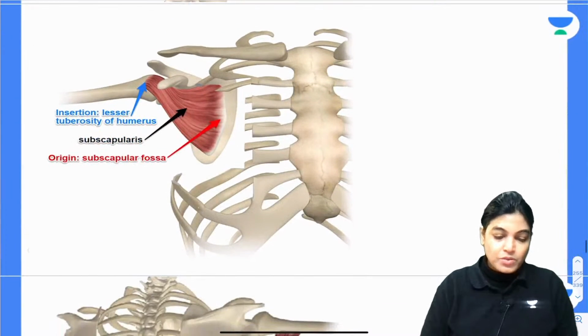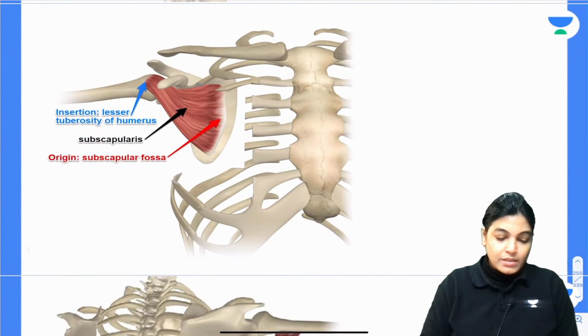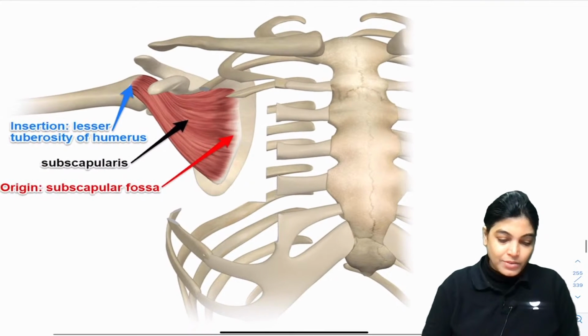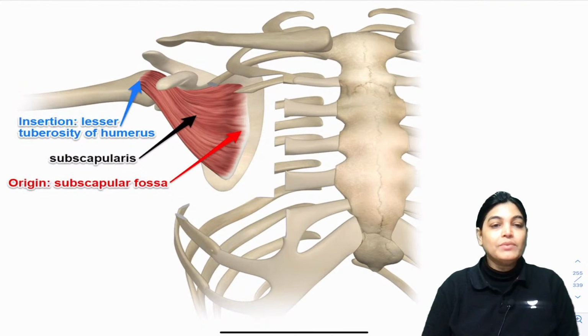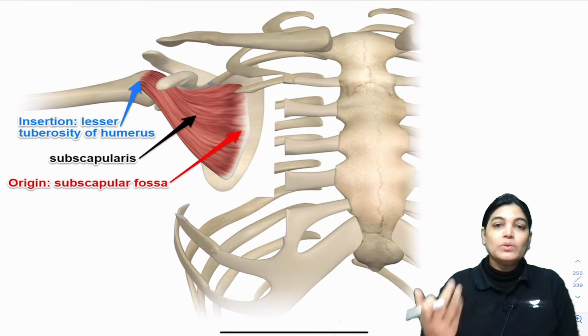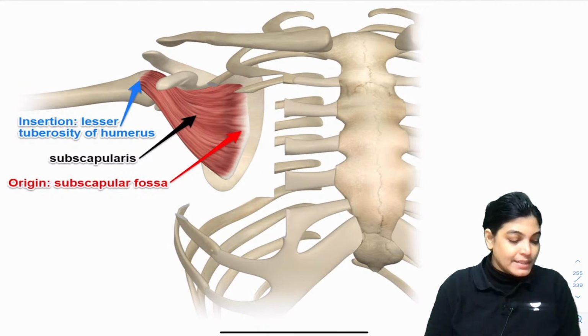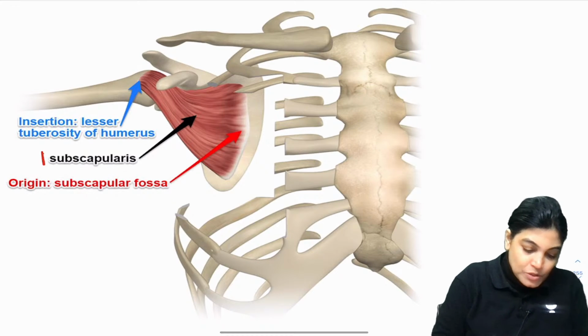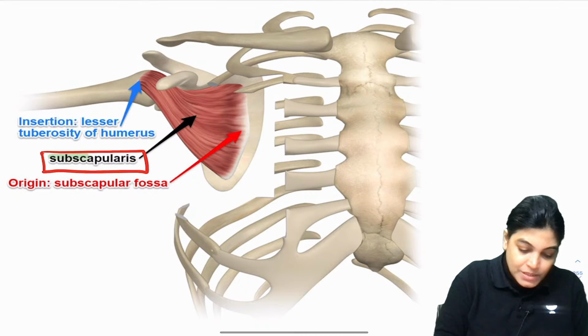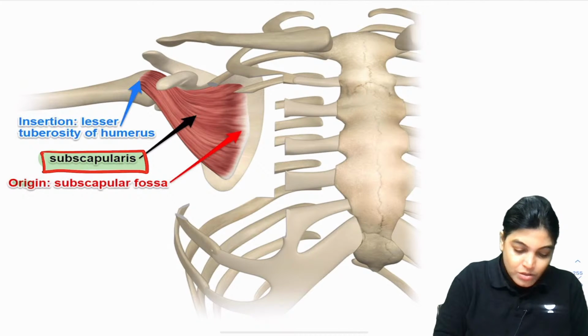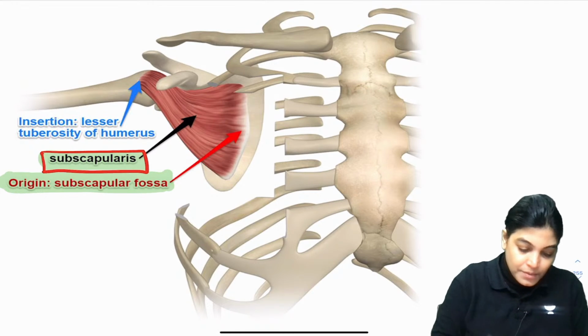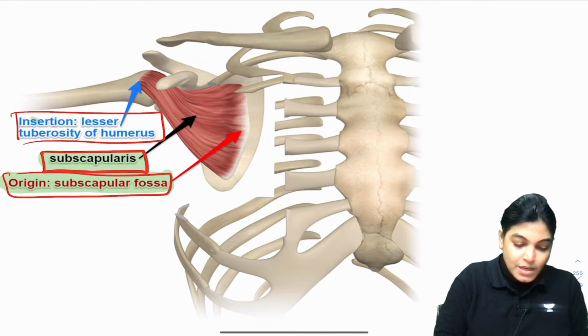Now let's move on to the other option, subscapularis muscle. I would like to enlarge this image. This shows the thoracic region from the anterior aspect. The subscapularis muscle originates from the subscapular fossa, and it inserts onto the lesser tuberosity of the humerus bone.